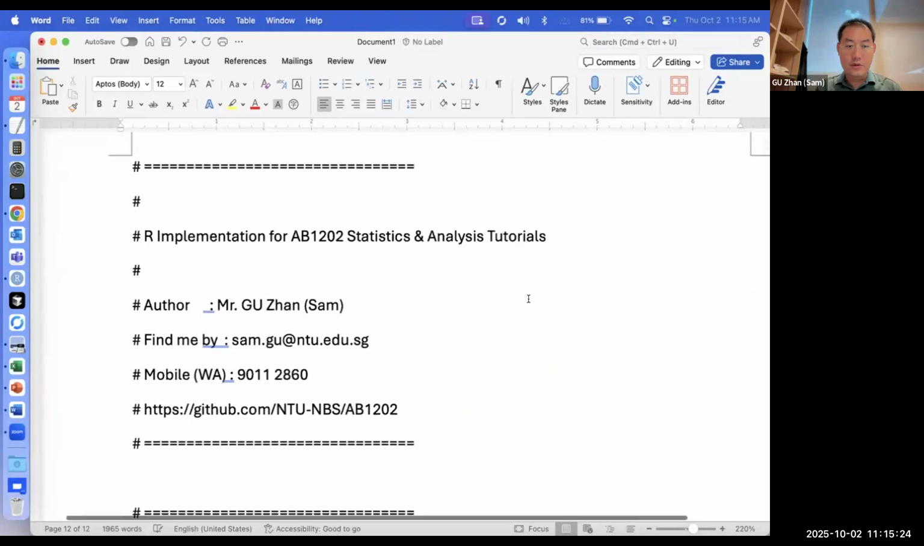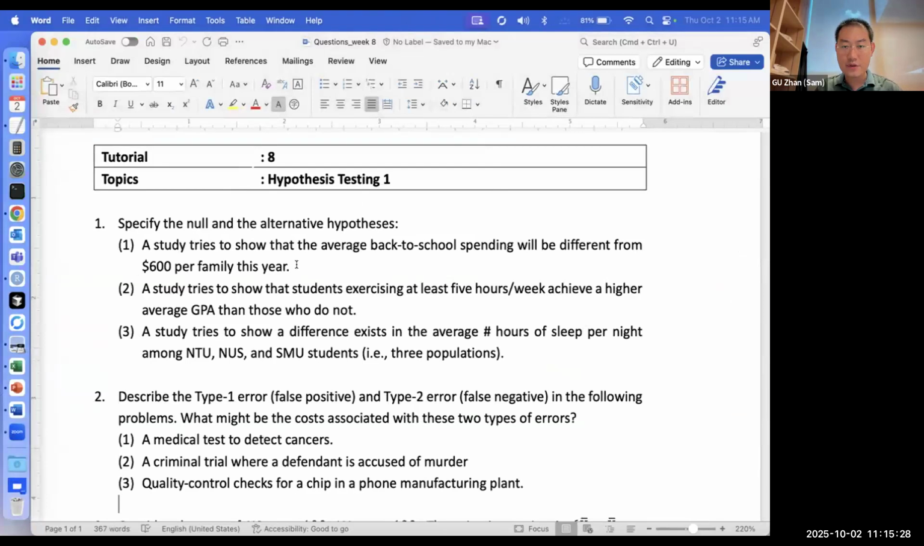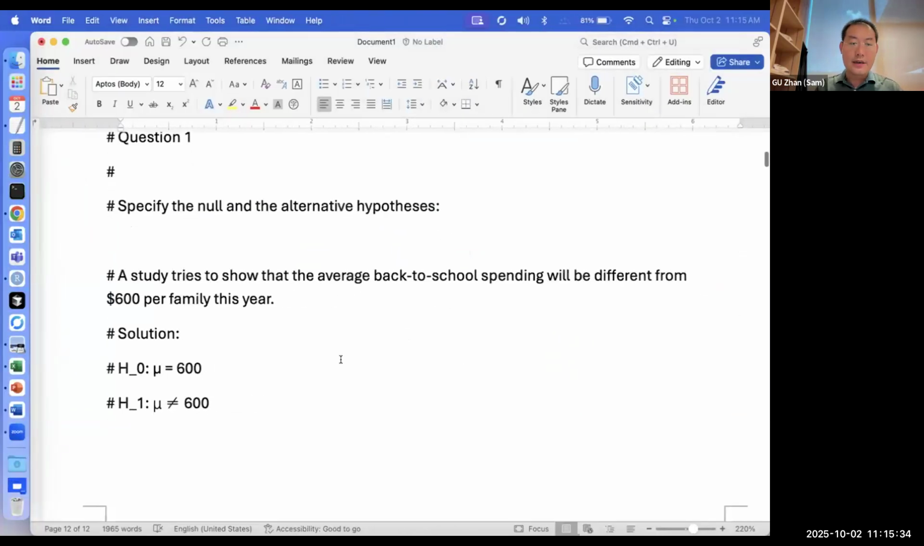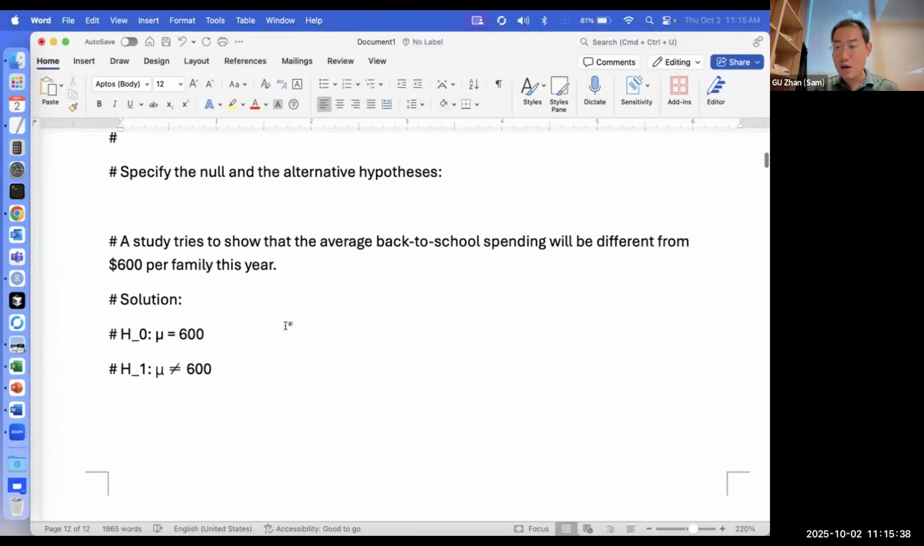Our implementation. Question 1: a study tries to show the average back to school spending will be different from $600 per family this year. So the solution is the null hypothesis: the average spending is $600. And the alternate hypothesis is not $600 per family this year.